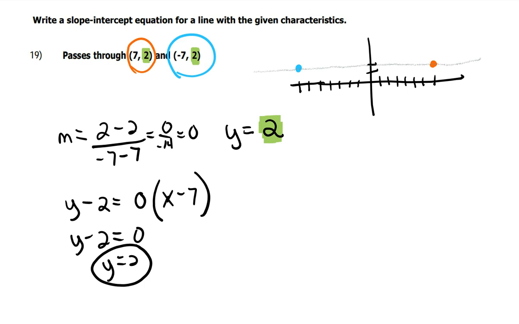So you can get the answer number 19 the exact same way you did number 18, but why do all that work when you notice that the y coordinates are the exact same thing? They're both 2's.